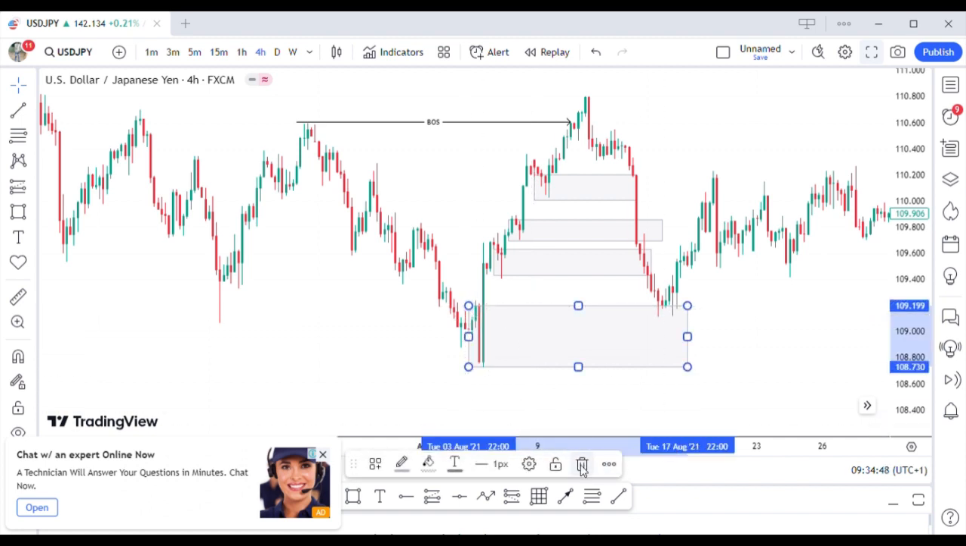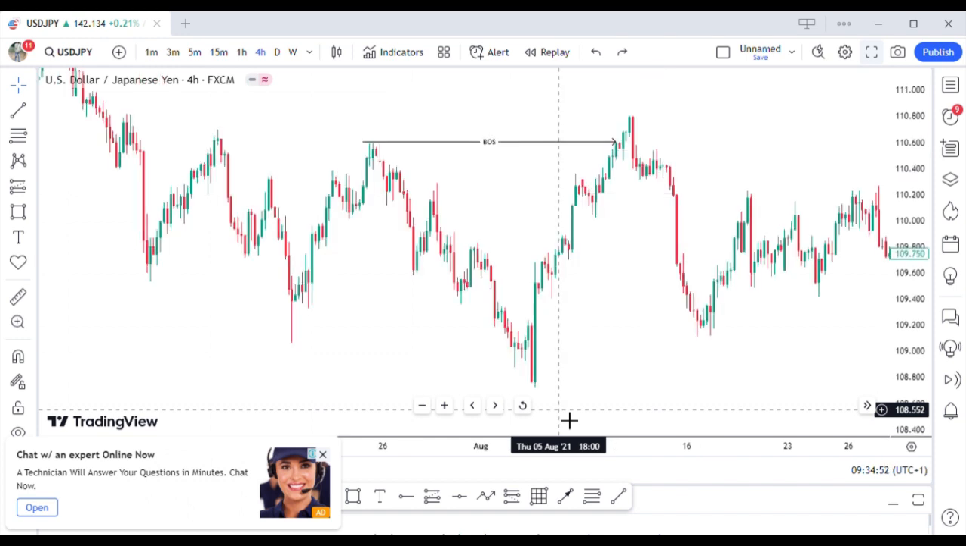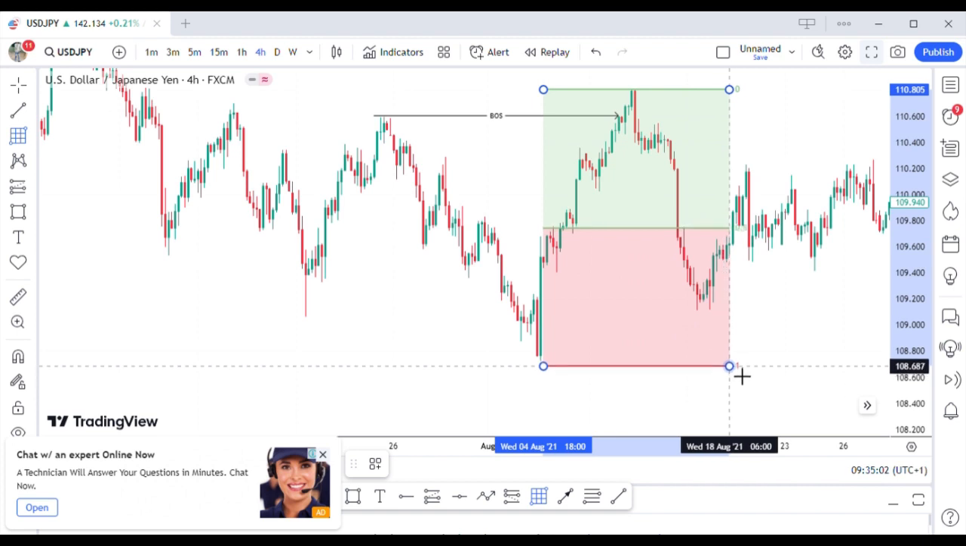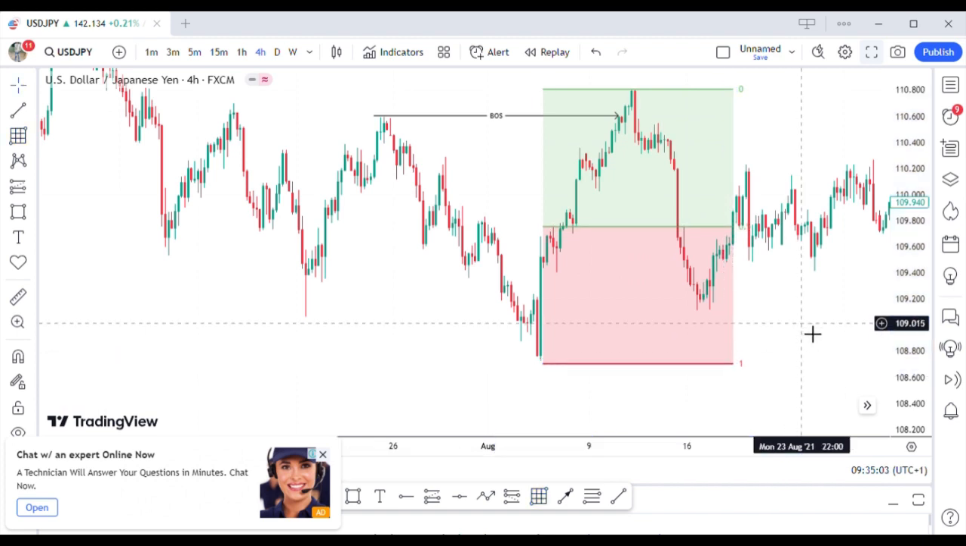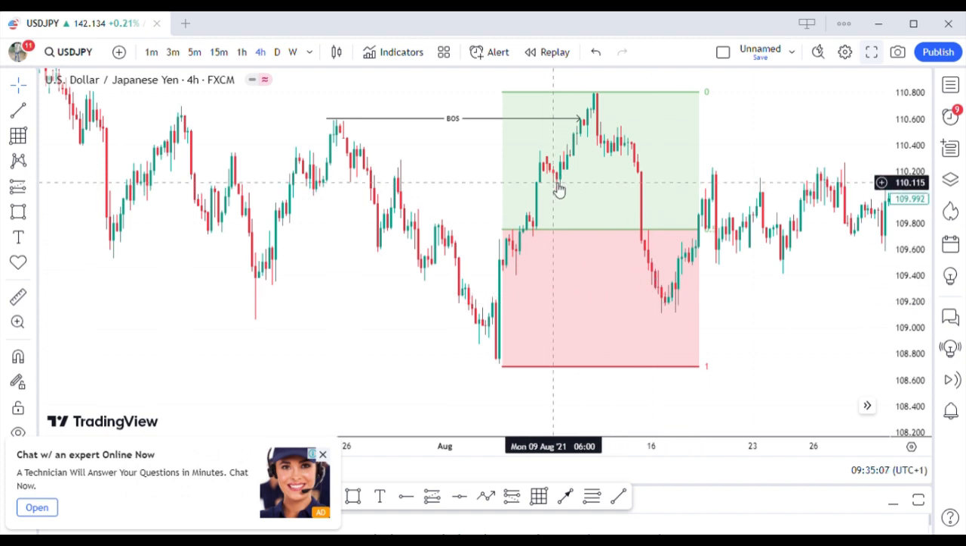So let me just delete every single thing here, sorry. So if you want to make use of our Gambles, you're going to choose your Gambles, and then you're going to draw from the beginning of the high to the low. So that's just it. Then you can see, oh, this price is in discount. So this one is still in premium. We are expecting price to get to discount.